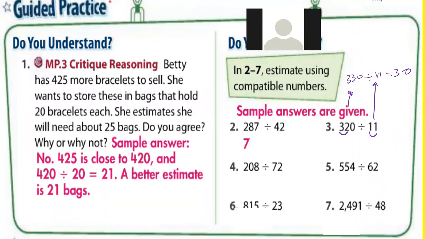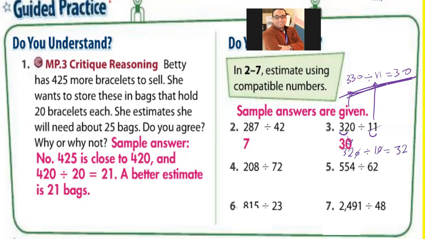Someone says, no, Mr. Walid, I can keep 320 as it is, divided by, and I will make 11 into 10 as the compatible number. He is also correct. By dismissing one 0 from both sides, it's going to be 32 over 1 equals 32. So the best or appropriate estimation, both of them are right, but it's better to do 330 divided by 11 equals 30.